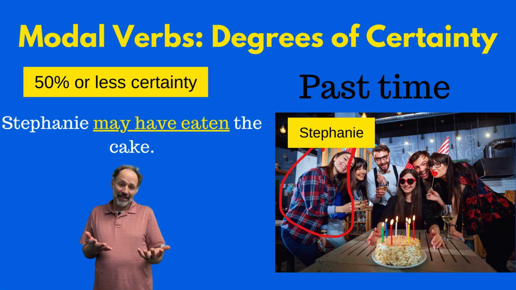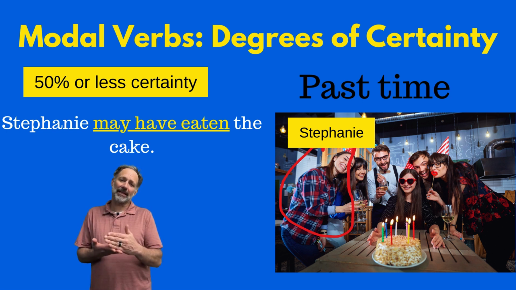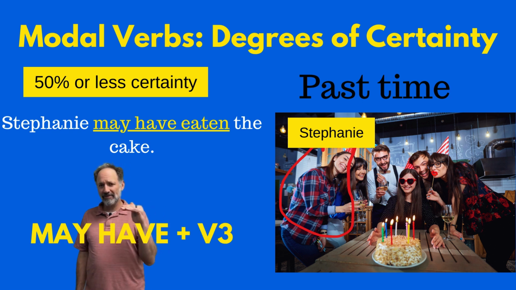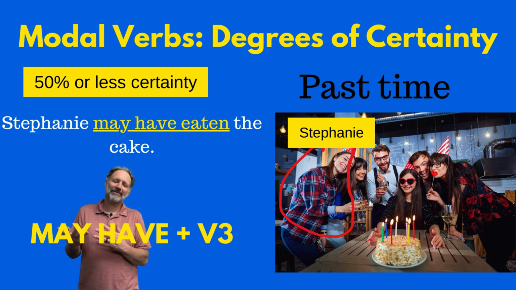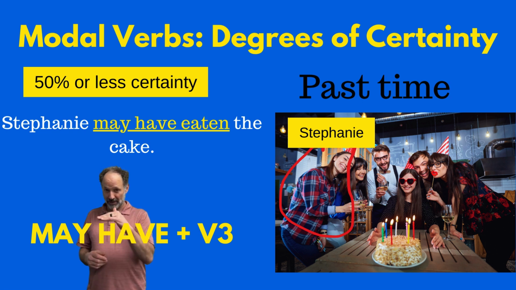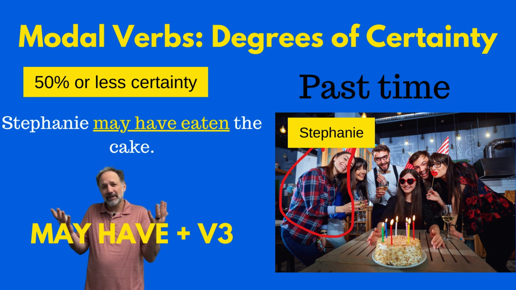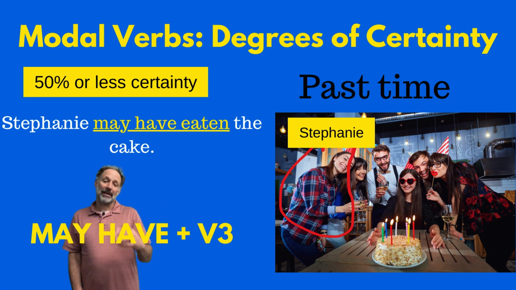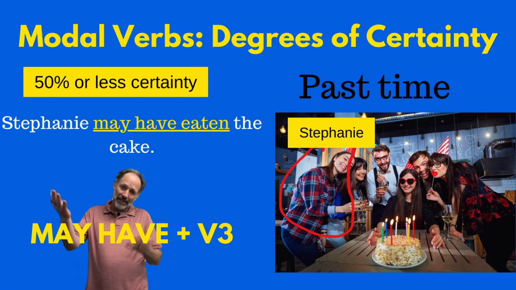Who ate my cake? Stephanie may have eaten the cake. Stephanie makes a lot of bad decisions at parties, so she may have eaten it. I use may have plus the V3 if I want to show 50% or less than 50% sure that something happened in the past. I say may have for Stephanie because there were a lot of people at the party. It may have been her. It may have been somebody else.